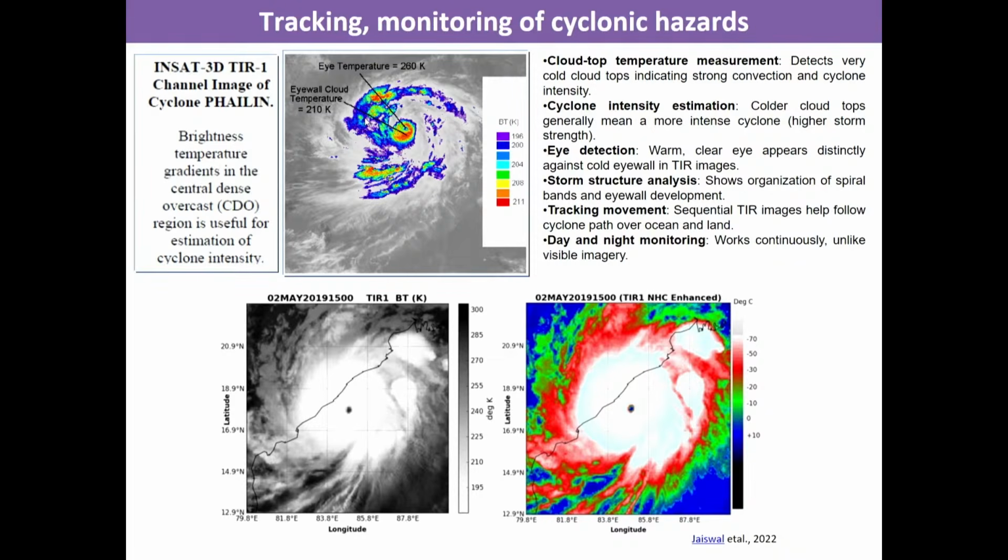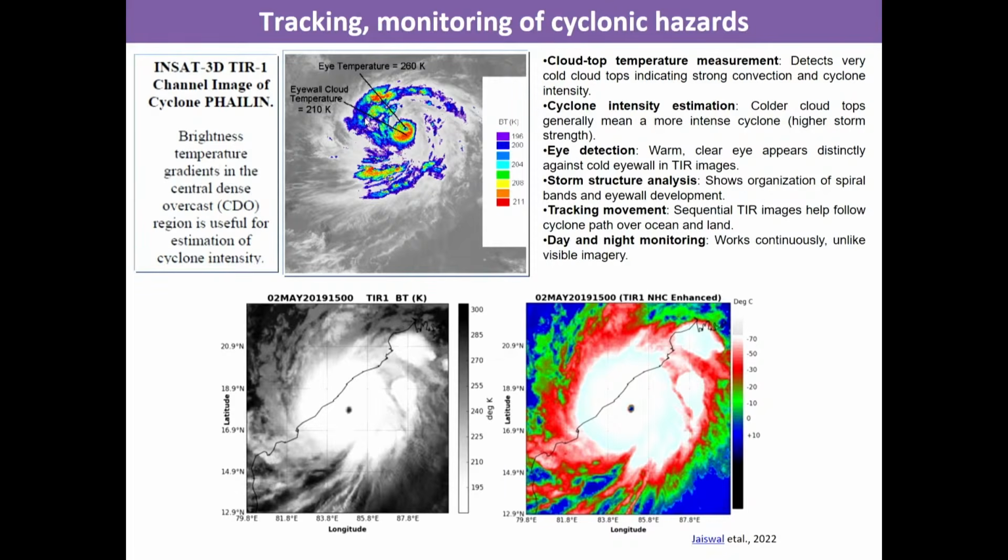In case of cyclonic hazards, satellites help us to measure the cloud top temperature. Cyclone intensity estimation can be done. Cyclone eye detection, storm structure analysis, and tracking movement, right from cyclogenesis to landfall, a lot of information satellites have given for studying cyclones. That is why these days we are able to forecast exactly where the landfall will happen. Roughly 7 to 10 days in advance we are able to predict, and we are able to minimize the losses that earlier were happening.